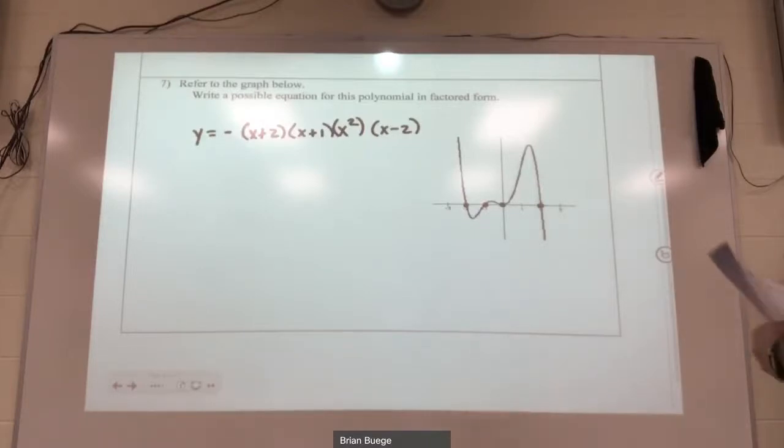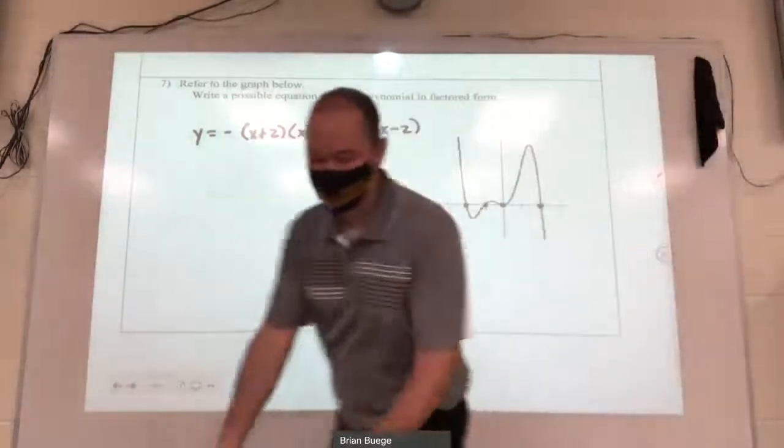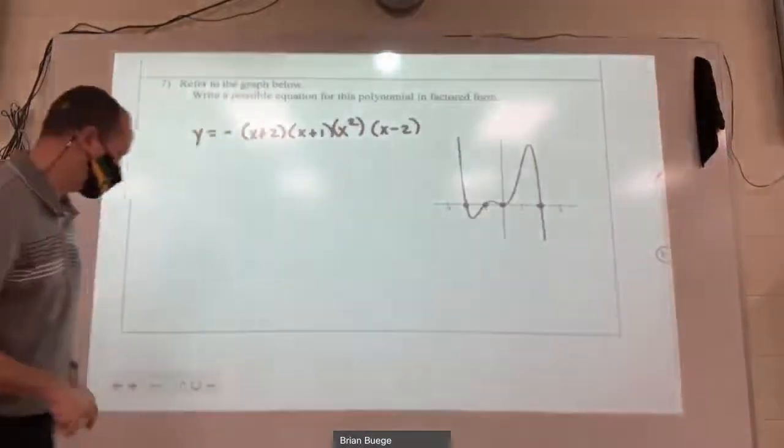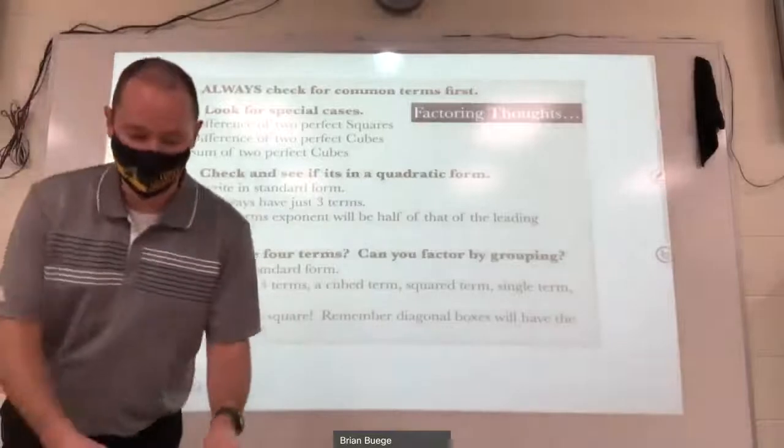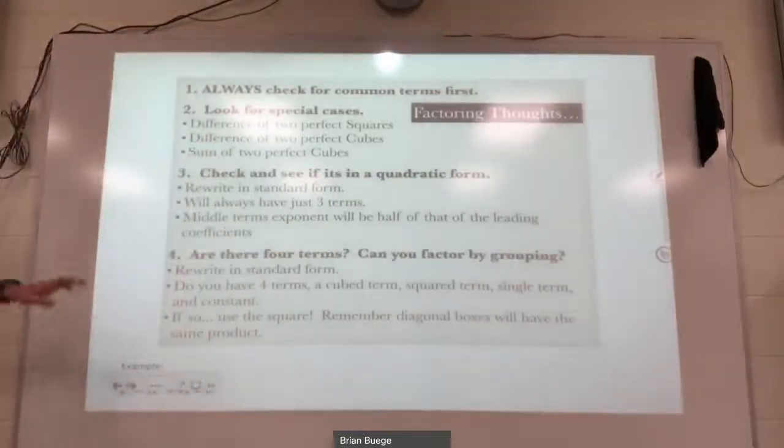Real quickly, turn to the last page. Take a look at the last page of this worksheet. This, by the way, is your next assignment that I'm going to have you do. But this is the last page that you're taking a look at here. It's kind of a summary and an example of what I'm looking for.